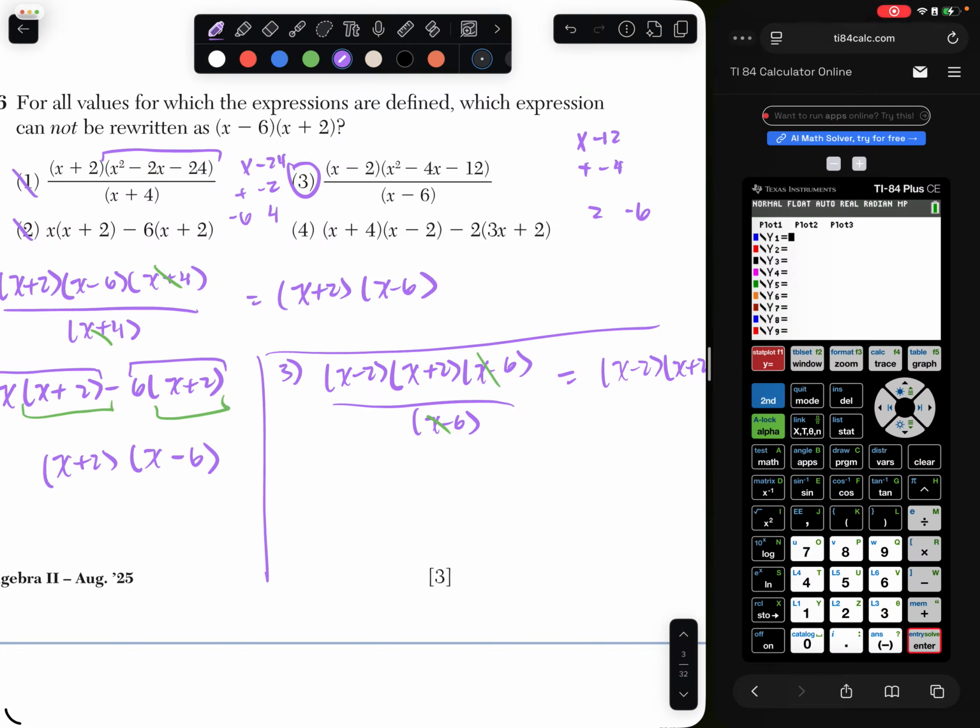To be safe, I would also test choice 4. That might be the more tedious one because factoring that one is actually going to be a little bit on the more difficult side because you have to first expand it and then combine like terms and then factor it. All right, I would try to do the other ones first.